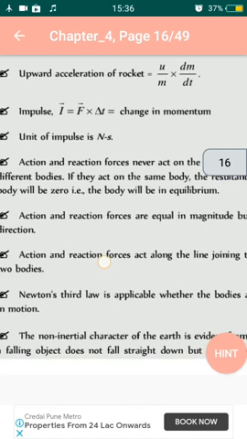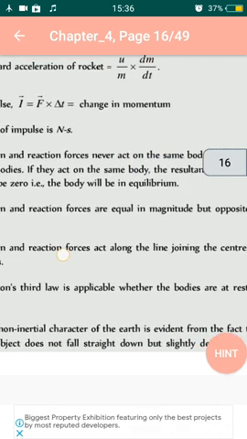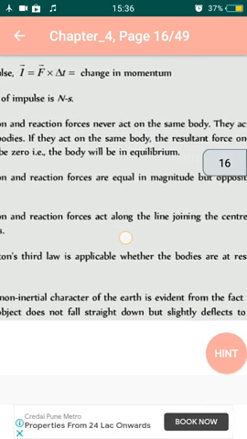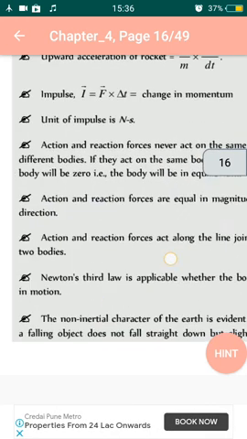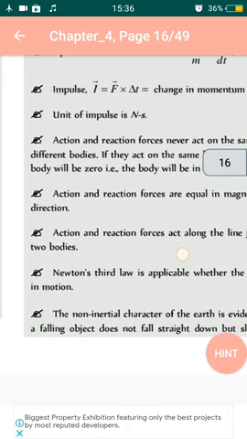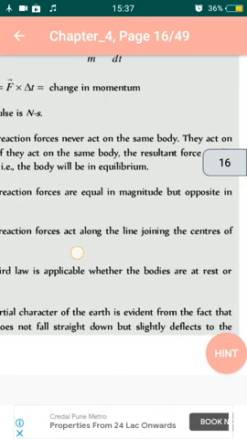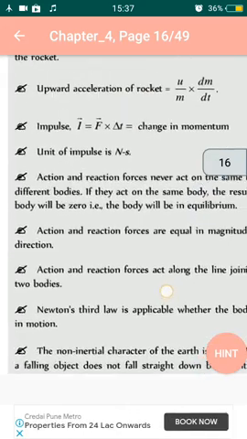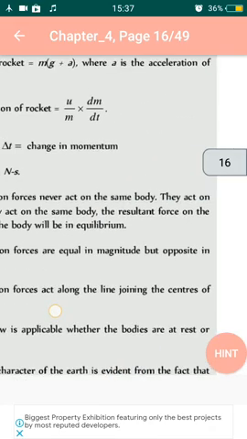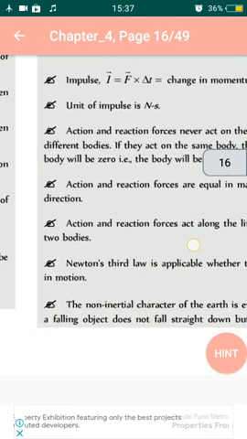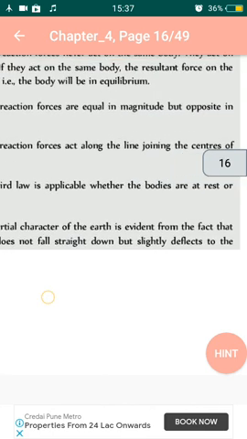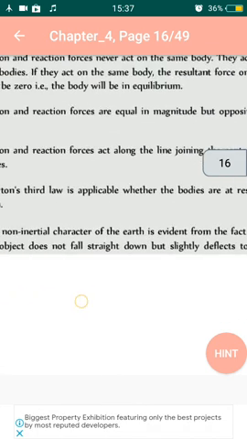The next point is, action and reaction forces never act on the same body; they act on different bodies. If they acted on the same body, the resultant force on the body would be 0, that is, the forces would be in equilibrium. Next point, action and reaction forces are equal in magnitude but opposite in direction. The next point is, action and reaction forces act along the line joining the centers of the bodies. Newton's third law is applicable whether the bodies are at rest or in motion.